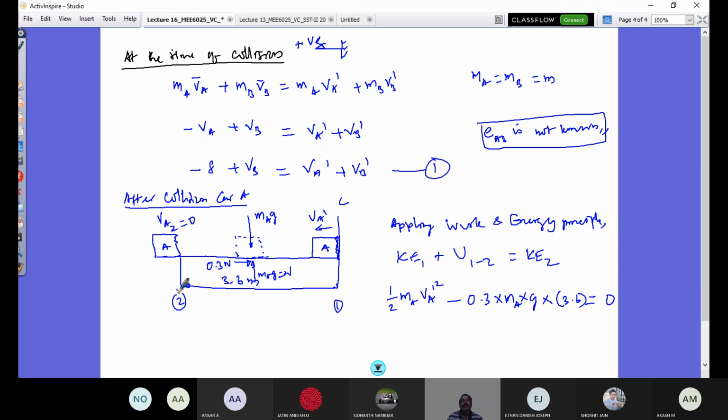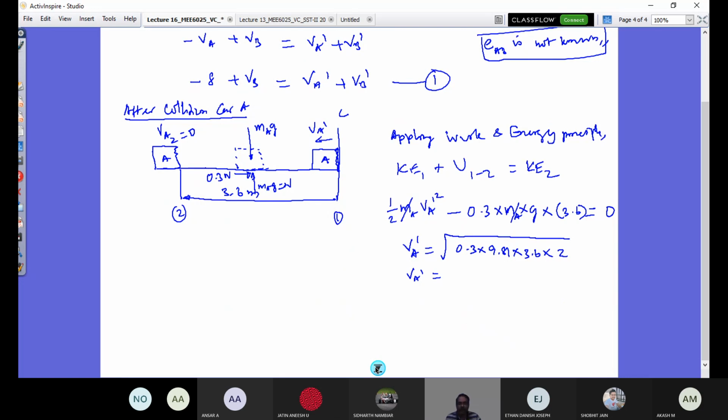And that's what is equal to zero. Why? Because at state two, what is given in the problem is that the vehicle stopped after the collision. So this gives me only one unknown. So m_A goes off in this because on the other side it's zero. So I would be able to get V dash. That would be under root of 0.3 into 9.81 into 3.6, and this two goes off on that side. So I would have V_A dash solving this as.